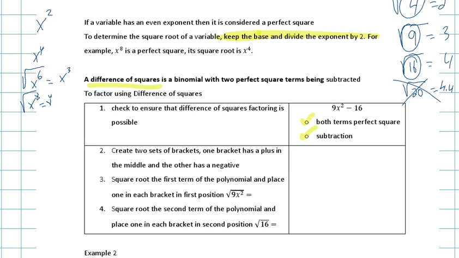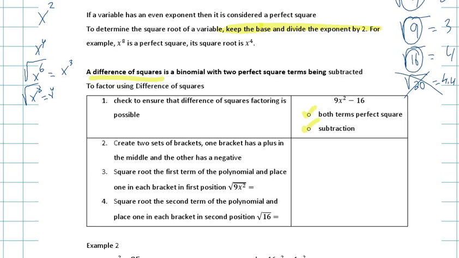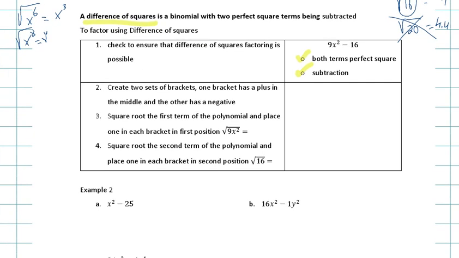Okay? Here's how you're going to do it. You're going to create two sets of brackets. One has a plus in the middle, and the other has a negative. So you're going to create two sets of brackets, one with a plus and one with a negative. Okay?